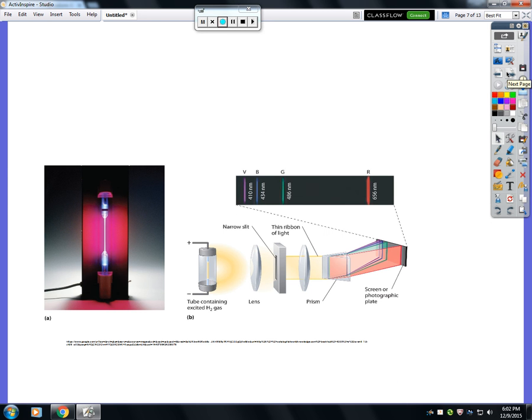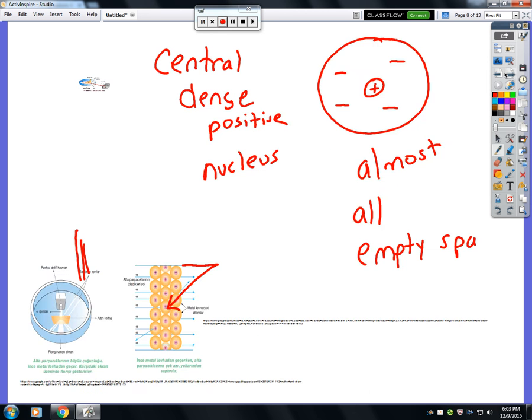Now, these are the spectrum tubes we look through, and you can see very clearly here there are different colors. Those colors are different for every single element.